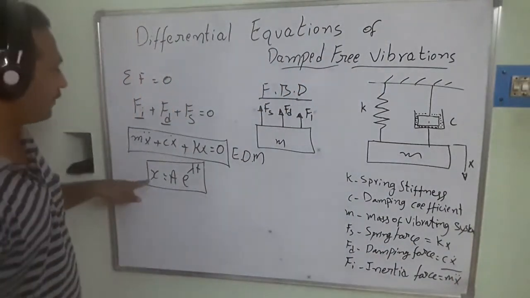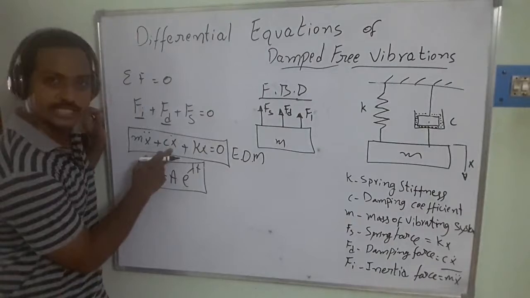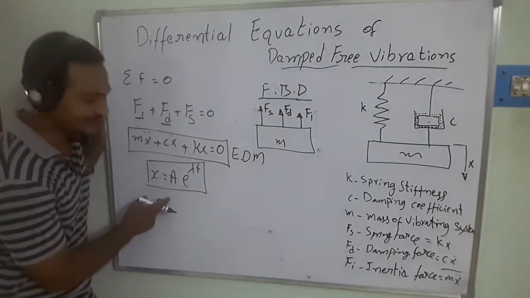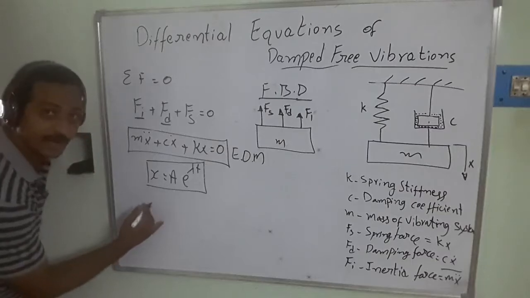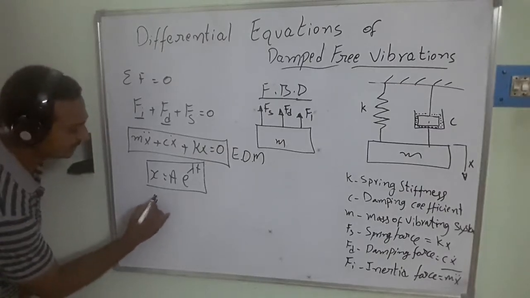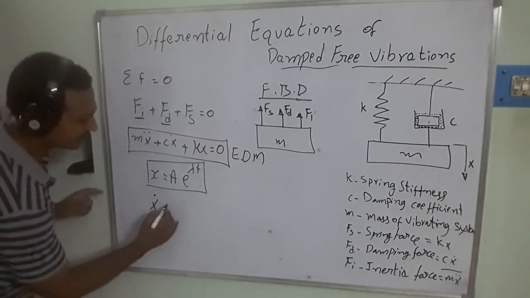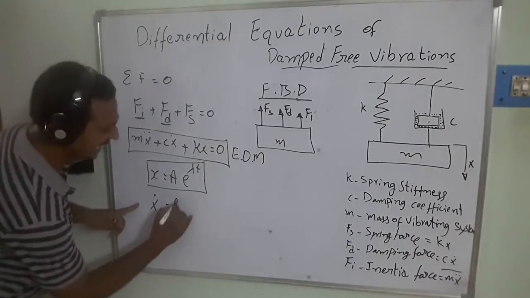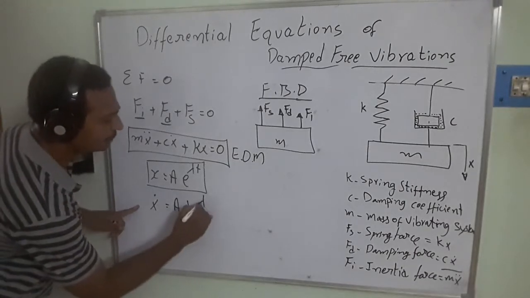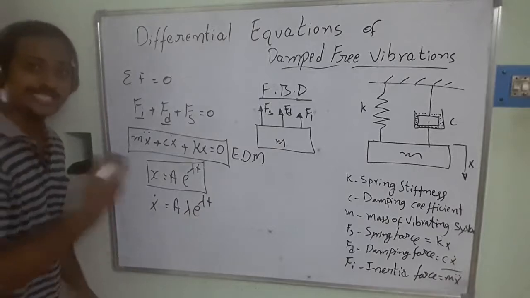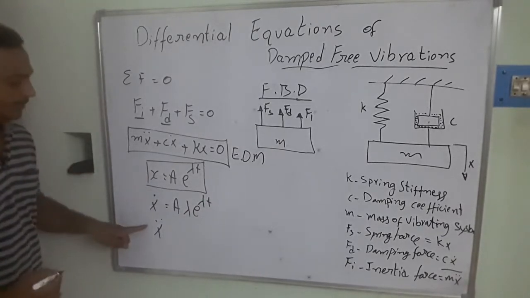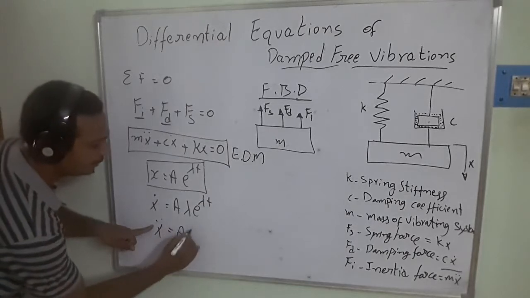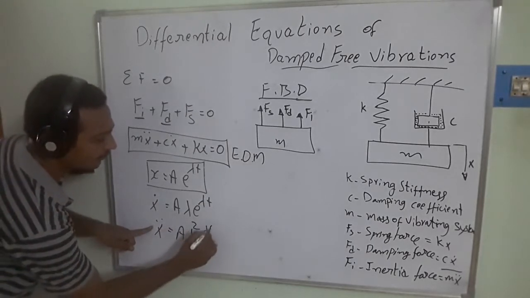So what is the formula we have? Suppose we want to substitute in this equation, we need to differentiate with respect to time. I am going to differentiate, that means dx by dt that I have mentioned here, that is x dot. That's going to be the velocity, a into lambda into e to the power of lambda t. And once again I am going to differentiate the velocity, and we get the acceleration, that's going to be a into lambda square e to the power of lambda t.